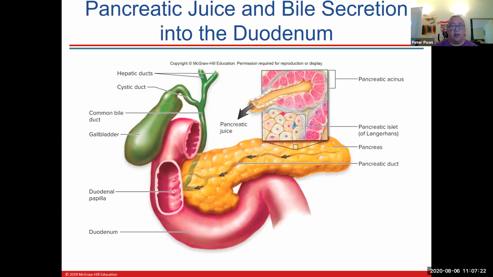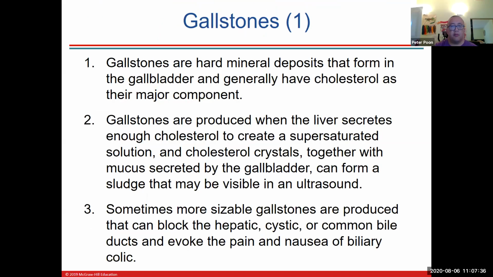Gallbladder, the gallbladder is basically a little sac that secretes bile. Gallstones are produced when the liver secretes enough cholesterol to create a supersaturated solution, and so you get crystallized. And one of the things that happens in the gallbladder is whatever's in the gallbladder is more concentrated. So then you get crystallization of cholesterol.